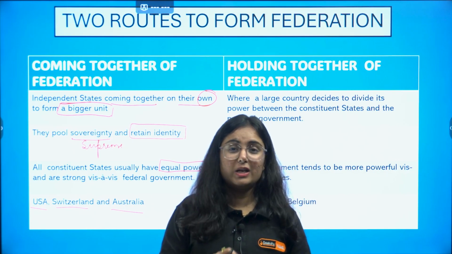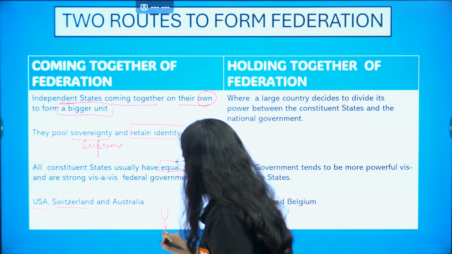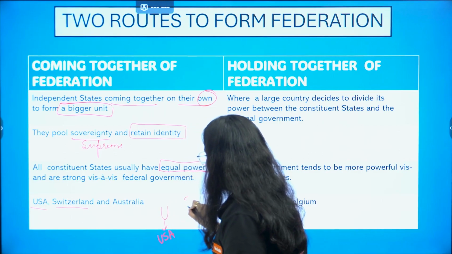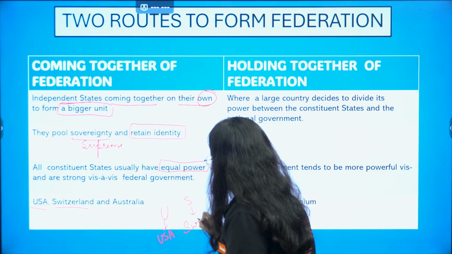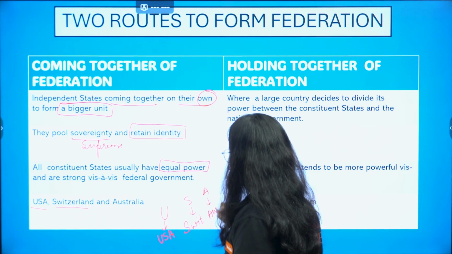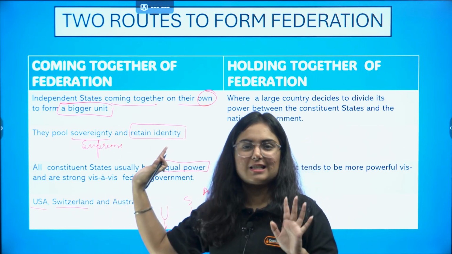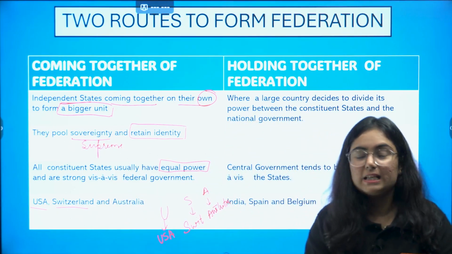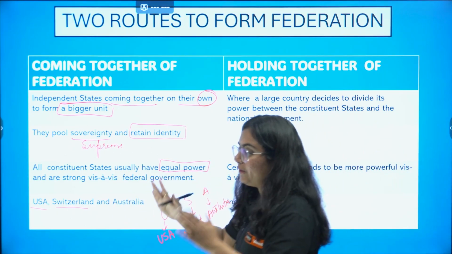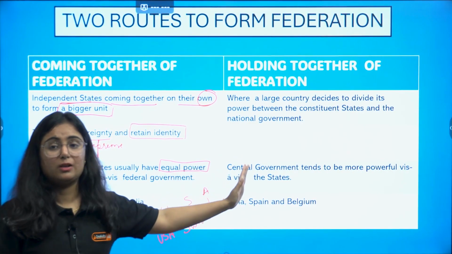I want to give you a trick to remember this. U for USA, S for Switzerland and A for Australia. Just remember USA and you will get all three. Get my point? So this is how coming together federalism works. Moving towards holding together federalism.